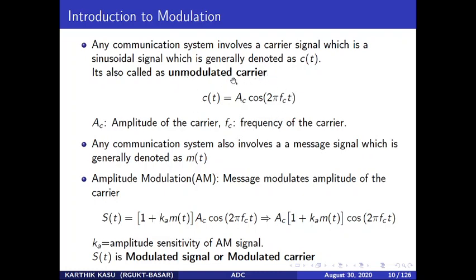Now, C of t is a carrier that will be a sinusoidal signal that equals Ac cos 2 pi fc t. What is Ac? What is fc? Ac is the amplitude of the carrier, fc is the frequency of the carrier. So this is about the carrier signal.